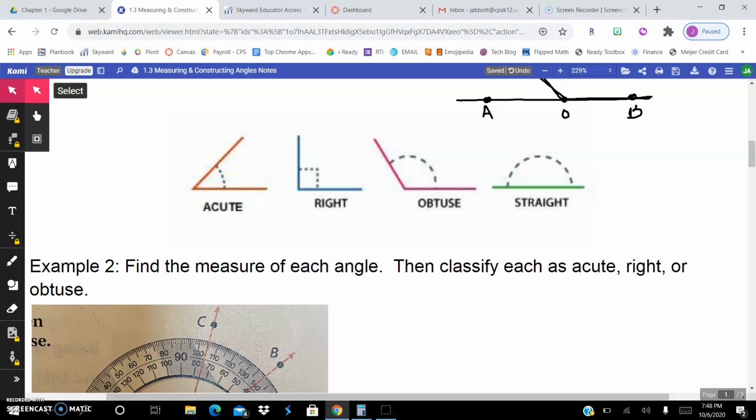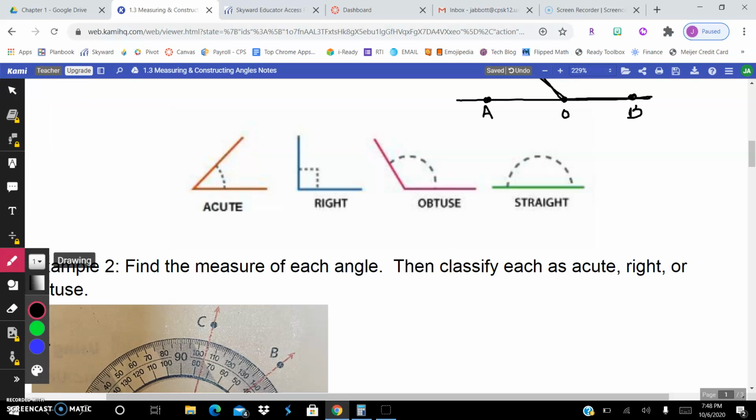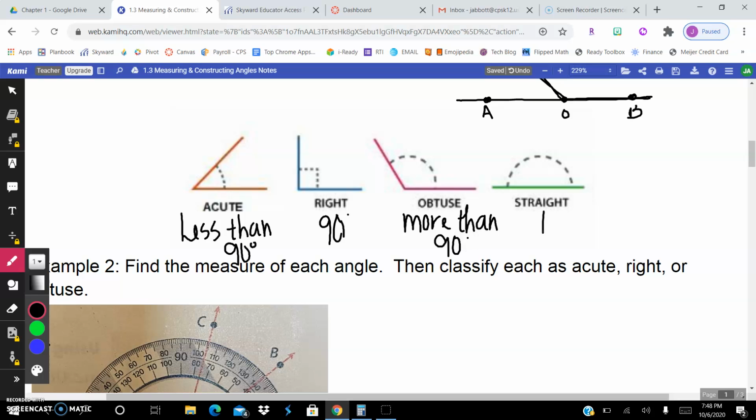Here are 4 types of angles. An acute angle is less than 90. A right angle is 90 degrees exactly. An obtuse angle is more than 90. And a straight angle is exactly 180 degrees because it forms a straight line.